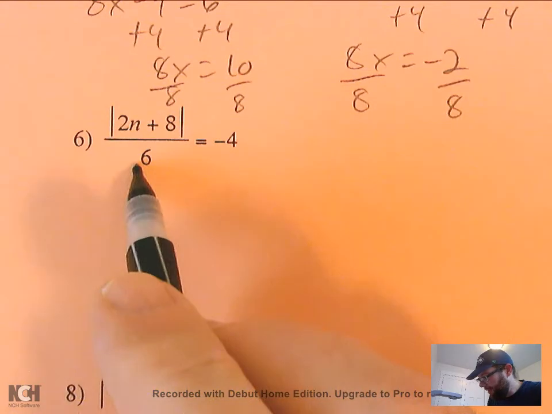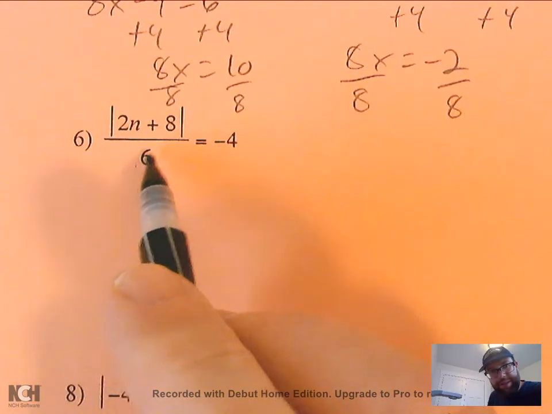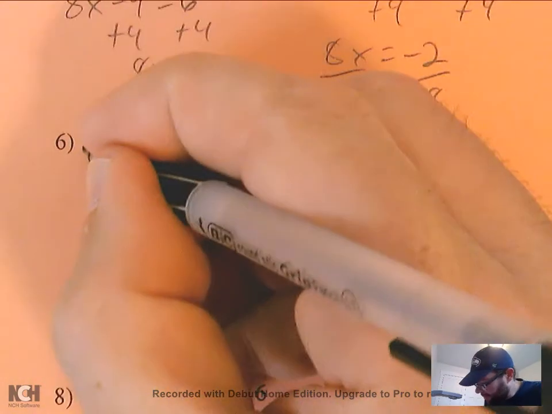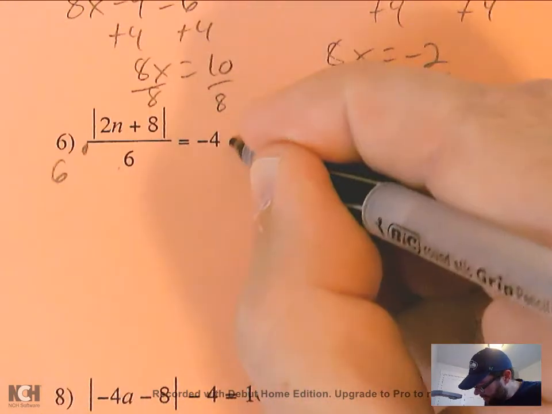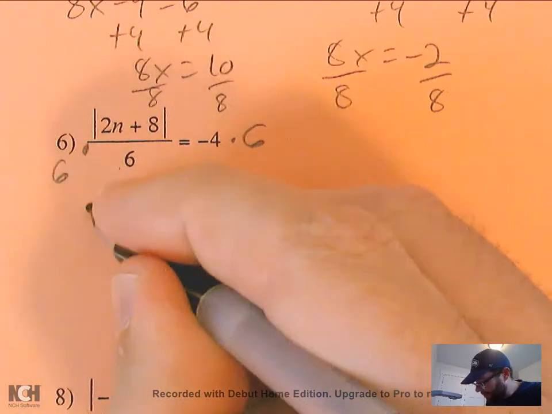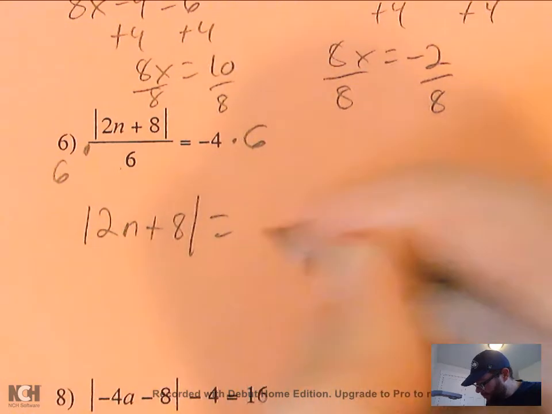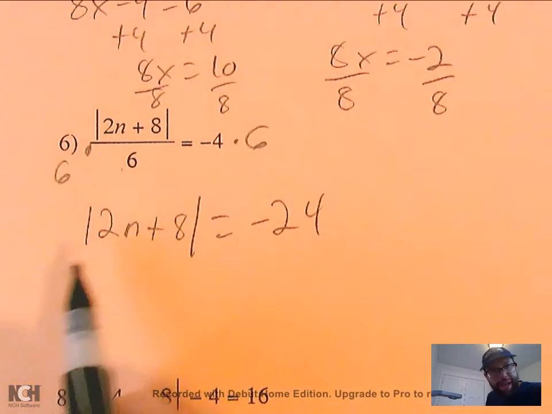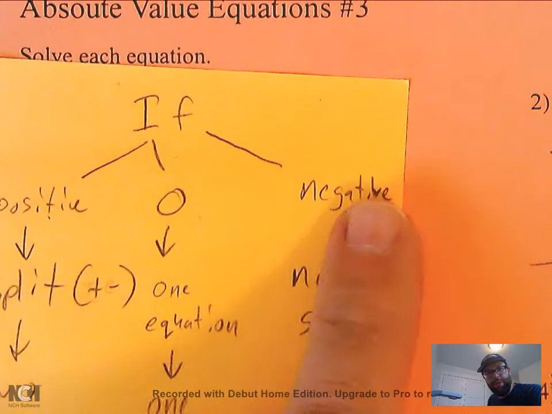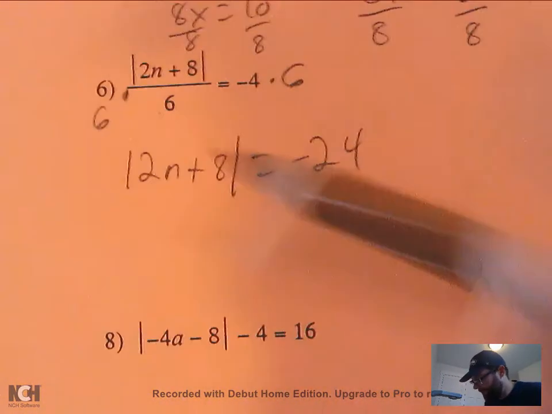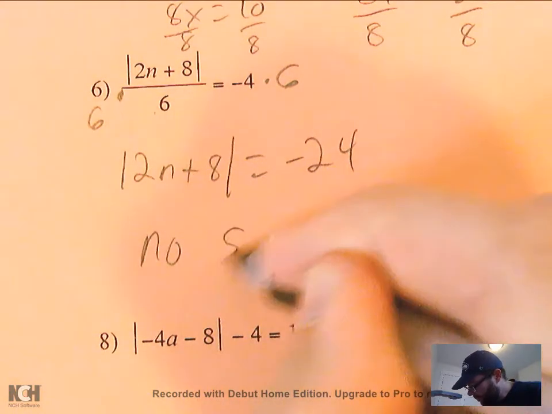Same thing's happening here. It's dividing by 6 outside the absolute value, so you have to multiply by 6 before you can do anything. So absolute value of 2n plus 8 is equal to negative 24. Absolute value is all by itself. It's equal to a negative number. If it's equal to a negative number, you're done because there's no solution. No solution.